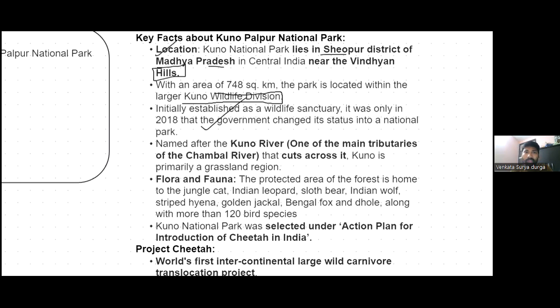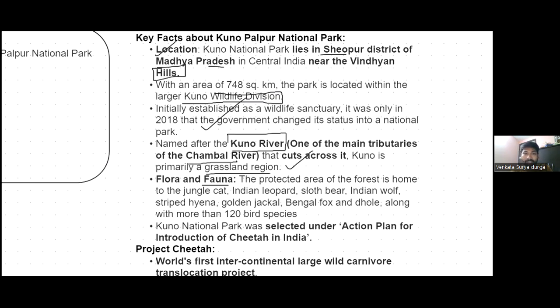park. Okay, so it is named after the Kuno River, one of the main tributaries of the Chambal River, which flows through the state of Madhya Pradesh, and the Chambal River is a tributary of the River Yamuna, and the Kuno River cuts across the Kuno National Park. This is primarily a grassland region, and flora and fauna are found in the Kuno Palpur National Park.